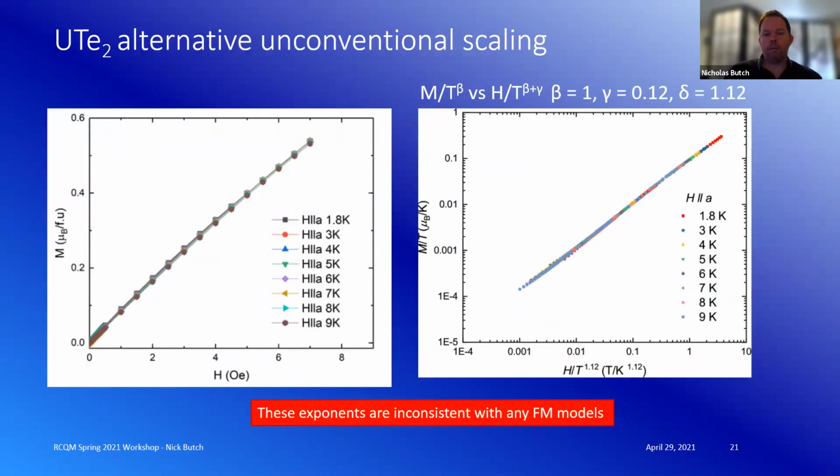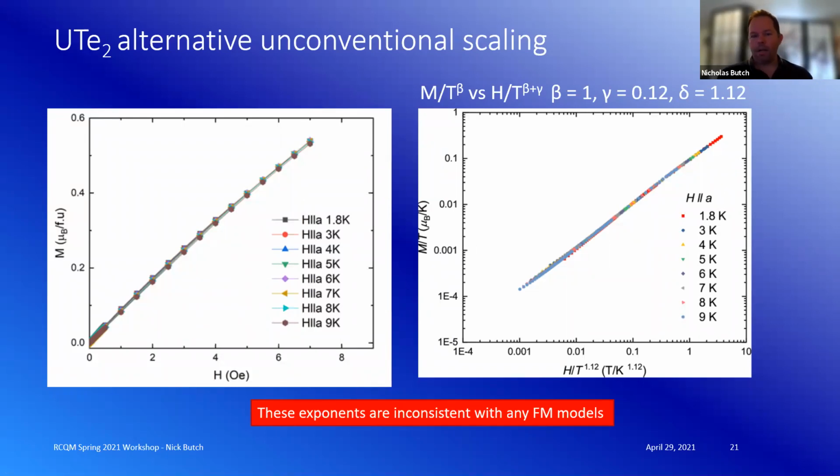So can we force it? Or what exponents could we get with a modified Arrott analysis that would give us something that appears to work? So data on the left again, and then on the right, a scaling plot that comes from using exponents beta 1, gamma 0.12, and delta 1.12. And I don't want to make too big a deal about this other than to say, even though we can get a scaling plot to work, and this is not a scaled Arrott plot per se, that this kind of is nonsense because we can't really make contact with theory.